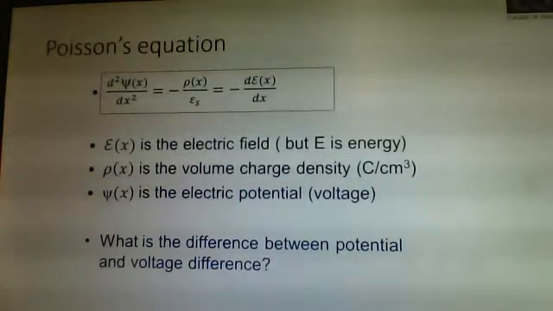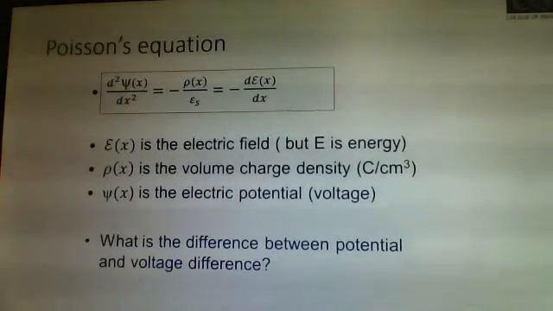So in Poisson's equation, in this case, as written on the board, the electric field is described with E, and psi is the potential, or electric potential, with the unit of volt. So if we have some charge in a space, rho(x), in coulomb per centimeter cubed, we can solve this Poisson's equation to get the answer.